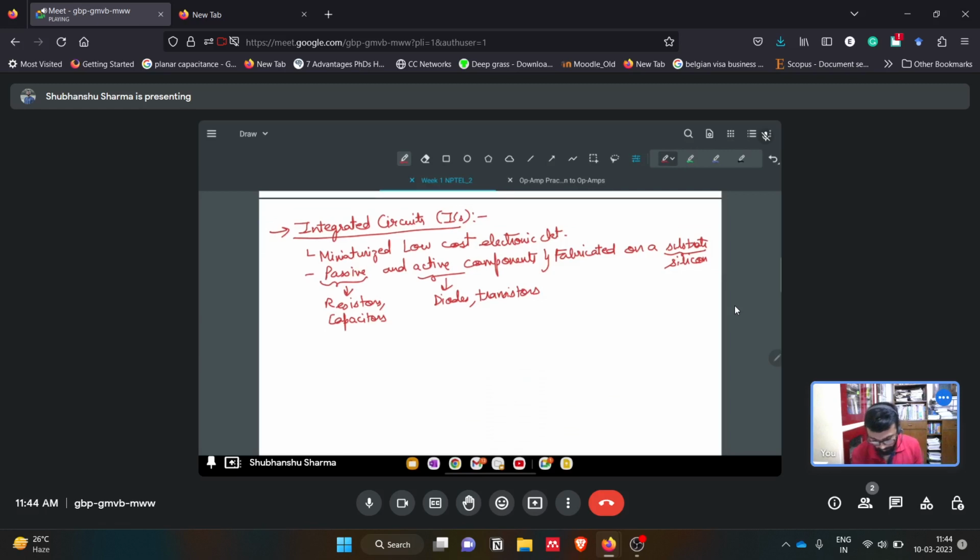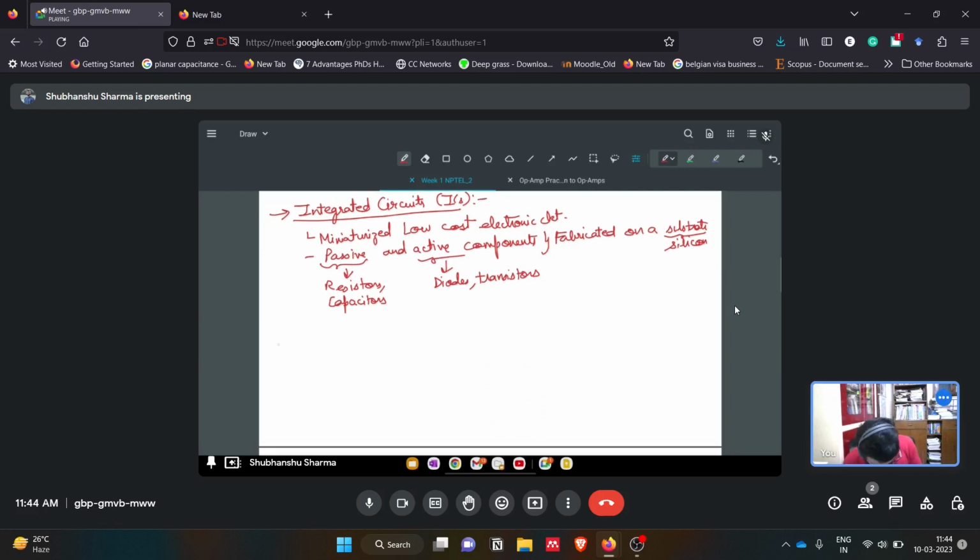Then a question arises: why do we need ICs? Since we came to learn about integrated circuits, why do we need those? First, the important thing is that these are miniaturized. They are very small, so we can use them easily in our circuits. Like if we are designing a circuit that has to be integrated in a very sophisticated place, for wearable sensors and all, then we can use these ICs. So these are miniaturized versions.